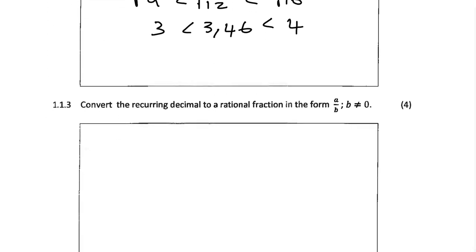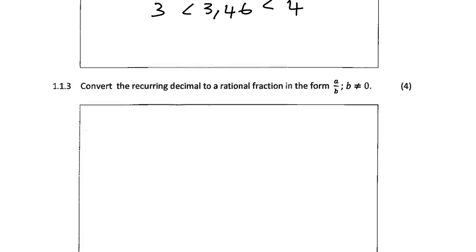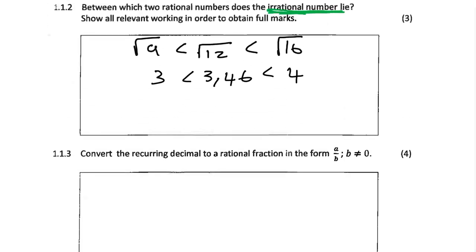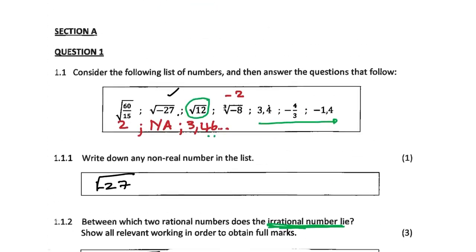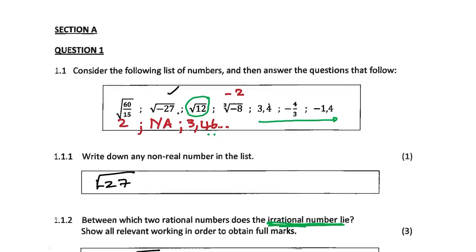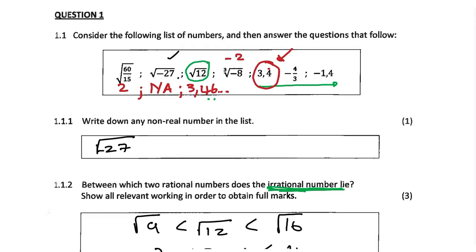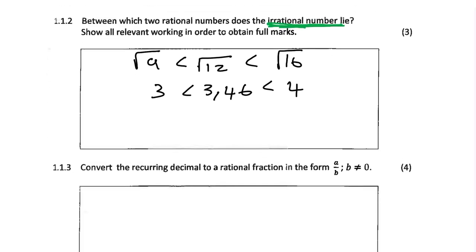So now the next question says: convert the recurring decimal to a rational fraction in the form a over b, but b must not be equal to 0. Okay, so now let's look at what we have in our bracket, in our numbers. Which number is a recurring number? We see a recurring number by a dot at the top of the number. So this is the only recurring number that we have. Now you must know which groups these numbers fall in, because if you don't know that, how are you going to answer these kinds of problems? So we also know that our recurring number is what?